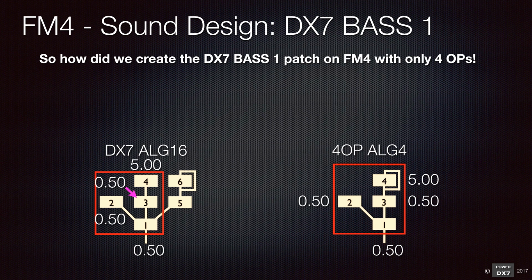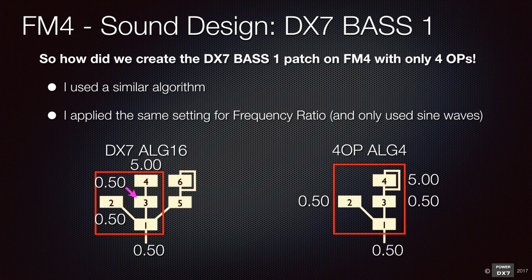So, how did we create the DX7 Bass 1 patch on FM4 using only 4 operators? The answer is to use a similar algorithm. The DX7 algorithm used for the Bass 1 patch is algorithm 16. For 4 operator FM synths like FM4, algorithm 4 is very similar, except for lacking operators 5 and 6.